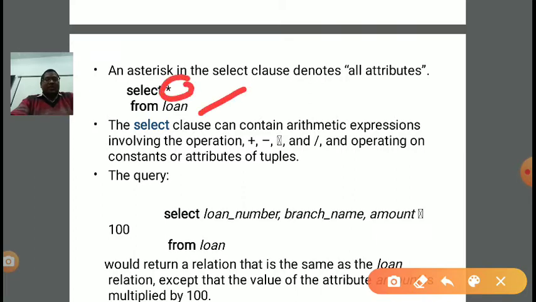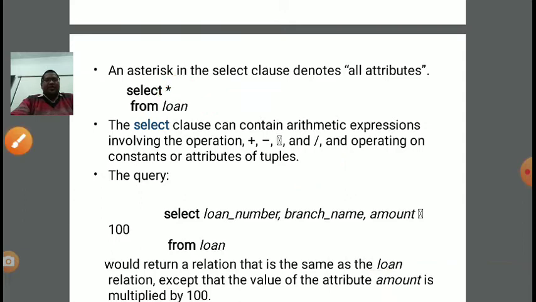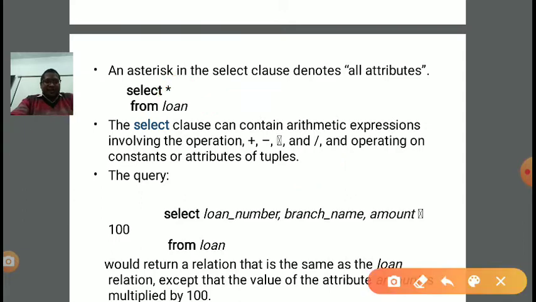Loan relation. Now here the select clause can contain arithmetic expressions involving the operations, all the arithmetic operations like plus, minus, multiplication and division, and operating on constants or attributes of the tuples. Some examples are written here. The query is written here. Select loan number, branch name, amount into 100 from loan.